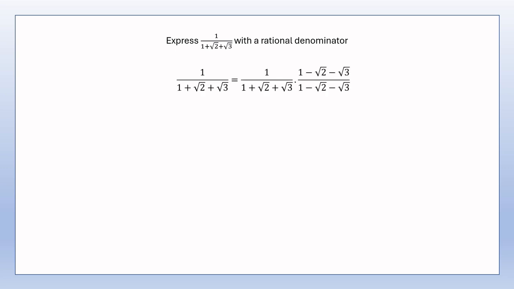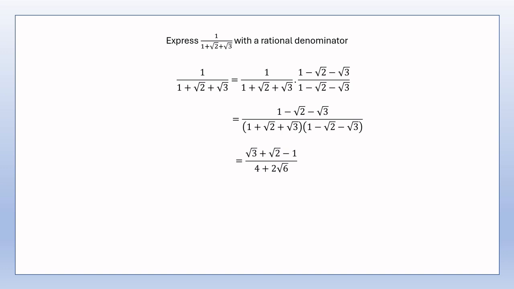And this gives 1 over 1 plus root 2 plus root 3 times 1 minus root 2 minus root 3 over 1 minus root 2 minus root 3, which is equal to 1 minus root 2 minus root 3 over 1 plus root 2 plus root 3 times 1 minus root 2 minus root 3, which is equal to root 3 plus root 2 minus 1 over 4 plus 2 root 6.